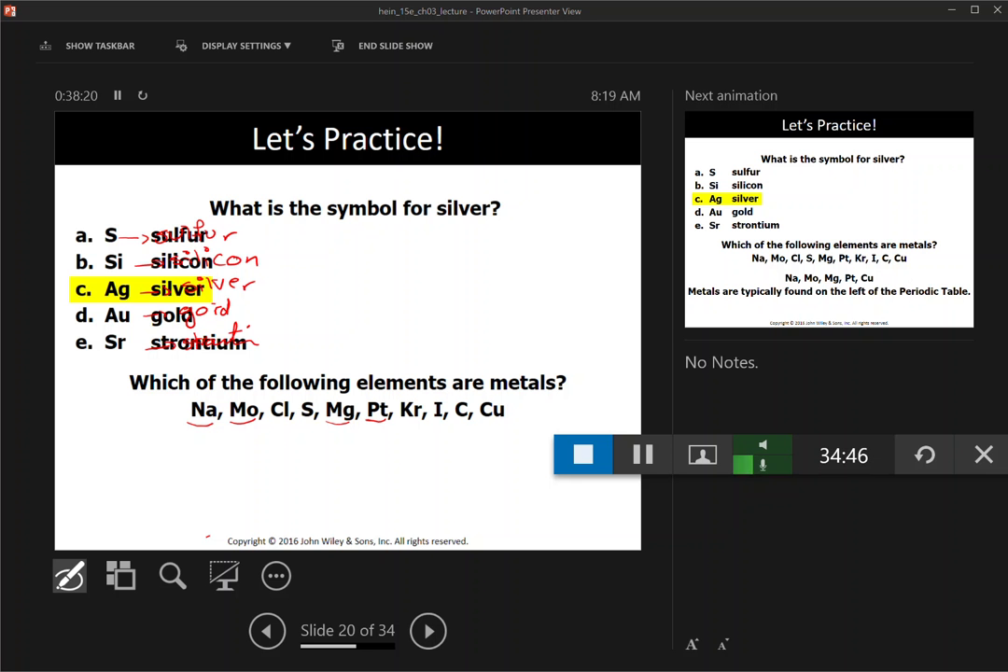Now, what does C stand for? That's carbon, right? So carbon is element number 6. Group 4A. Now, is carbon metal, non-metal, or metalloid? Carbon is a non-metal. Very good. Now, Cu stands for copper. Copper is element 29.